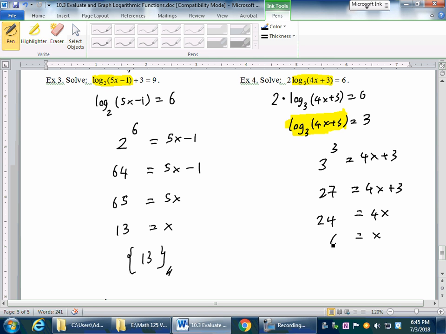And we need to check. So where are we checking? My argument has to be greater than 0, so plug it into the argument. So 4 times 6 plus 3, that is basically what? 24 plus 3 is 27, a positive number, so therefore this is a good answer.